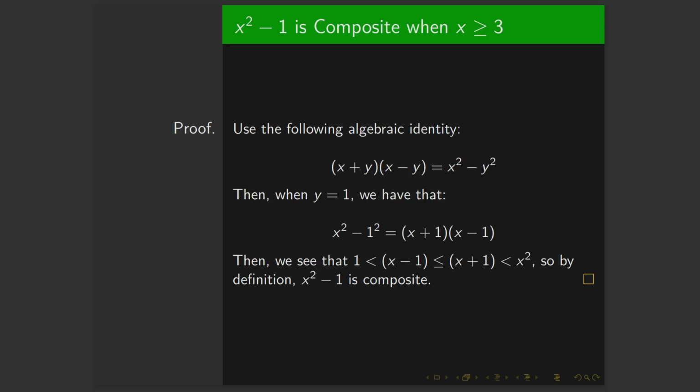And indeed, we can use this technique for every single squared value, right? So if somebody ever comes up to you and says, hey, x squared minus 484 is prime for every single value of x, you can prove them wrong. You can actually just prove them wrong.